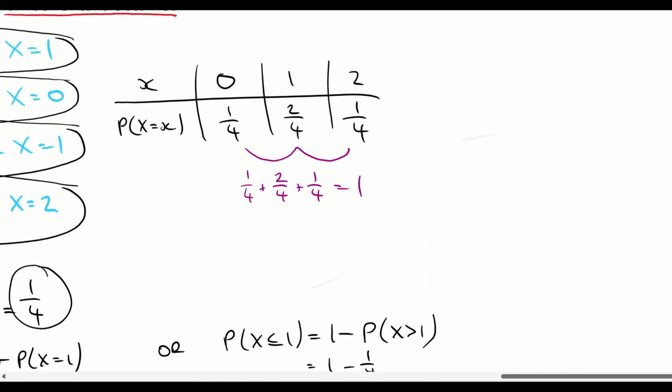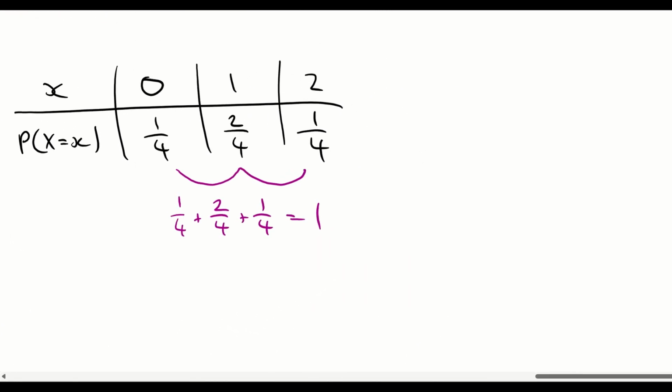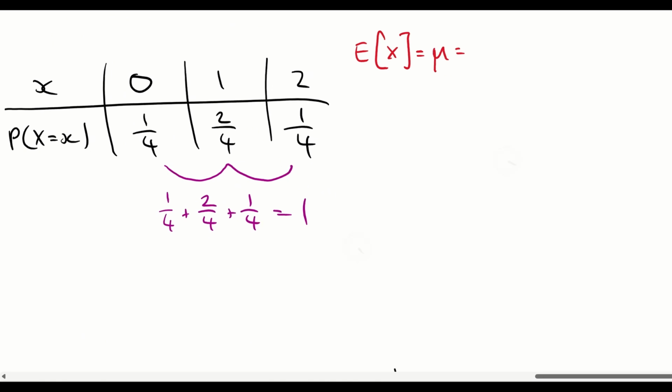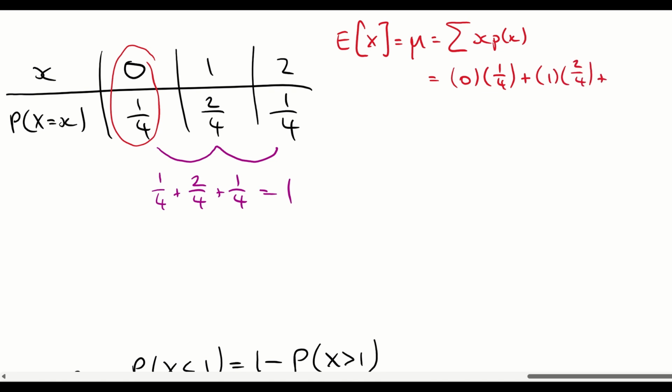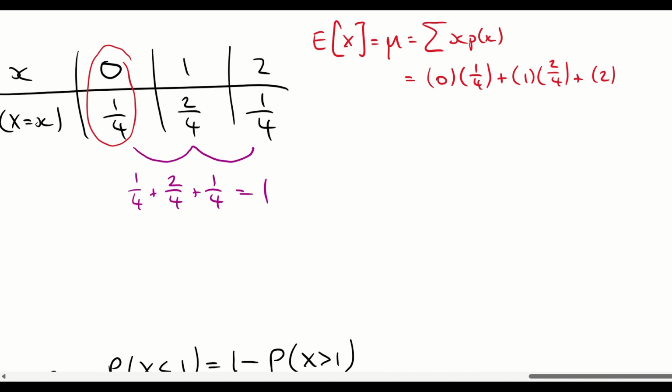Now, let's take our probability distribution table and work out what the expected value of x would be. Remember, that's just the mean, and the way we calculate that is the sum of x times the probability of x. So we do 0 times a quarter, and we add that onto the next one, 1 times 2 quarters, and add that onto the next one, 2 times 1 quarter. And if you were to do that in a calculator, you would just end up with a half.